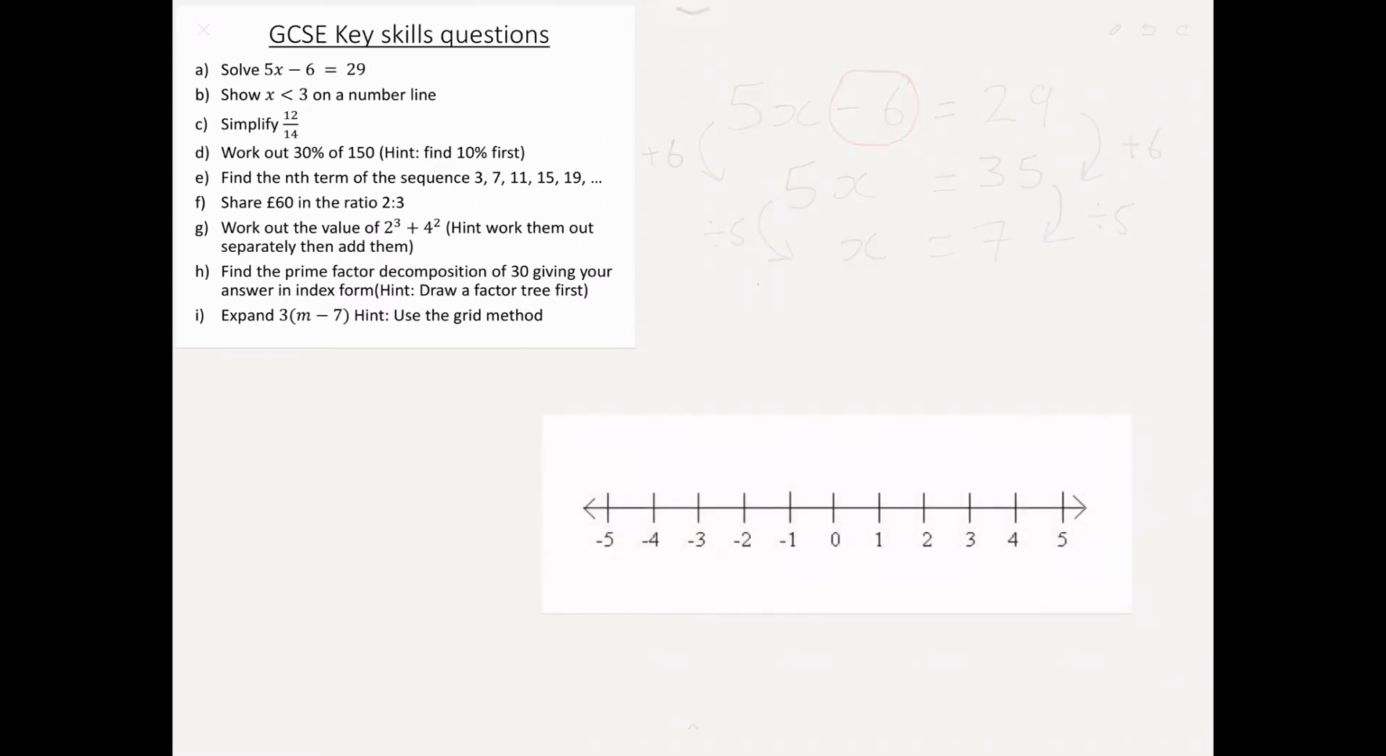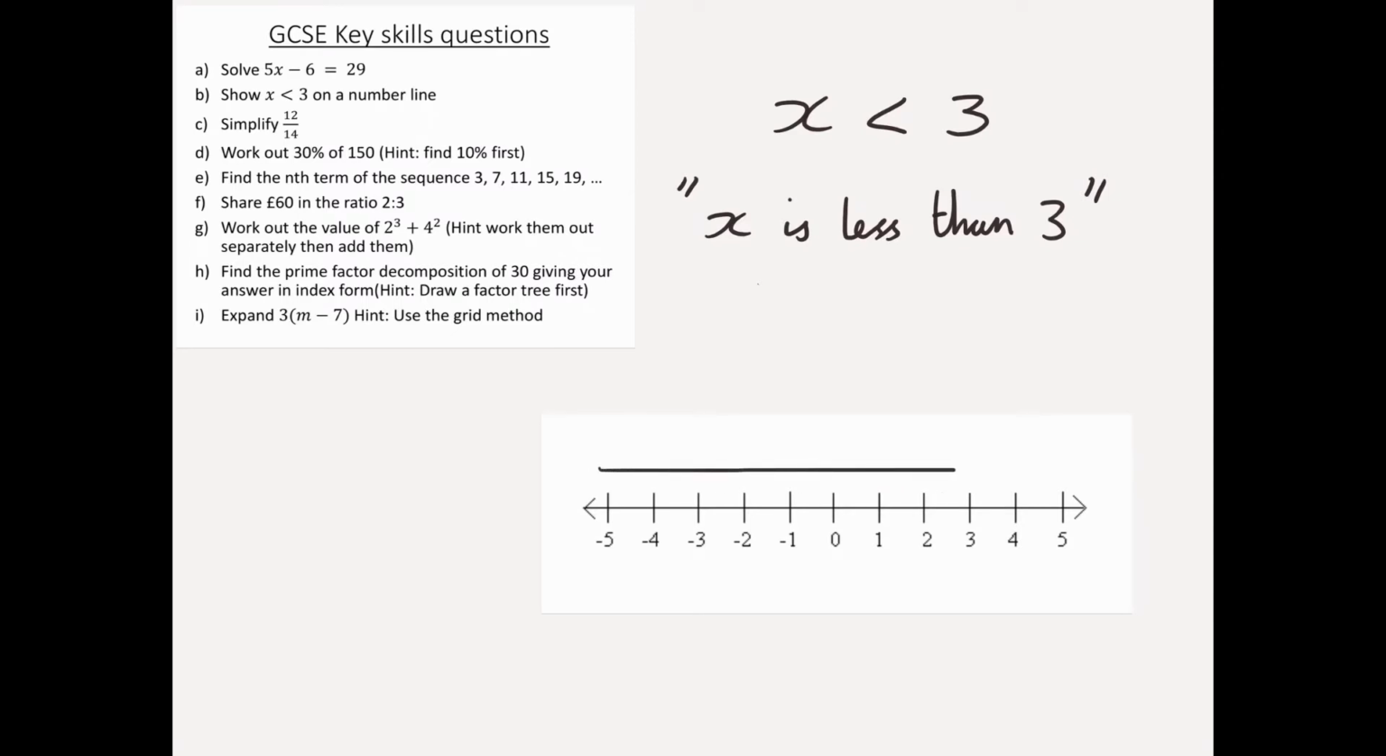Right then, question 3, we're showing this on a number line. Let's have a look at what it says. We've got an x, a symbol and a 3. We read that as x is less than 3. So we want to show everything less than 3 on the number line. We can see the numbers here less than 3: minus 5, minus 4, minus 3, minus 2 and so on. We can draw a line then to show we want those particular numbers.